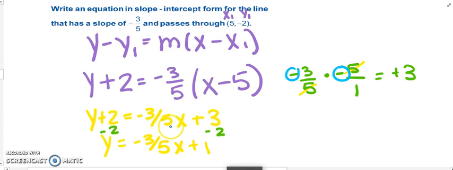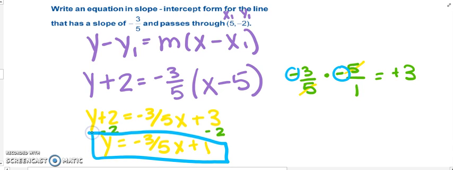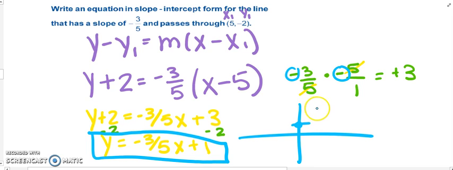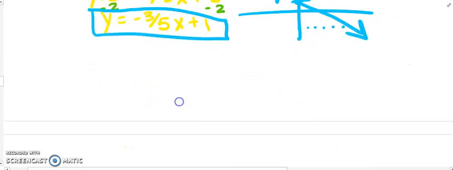So distributed by negative 3/5, and a negative 3/5 times a negative 5, those cancel but not the negative. So I get 3, subtracted 2, and I get my answer as y equals negative 3/5 x plus 1. And then I trust that you could graph that. We've already practiced that. It would go through 1, and then you would rise 3 and run 5, one of those being negative. So maybe rise a negative 3 and run 5.